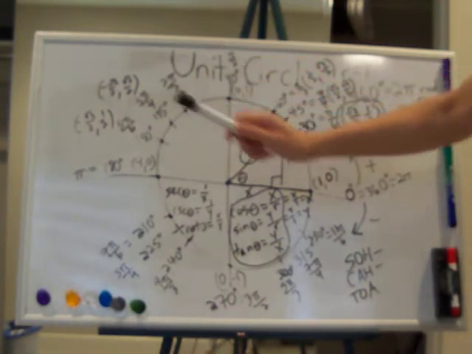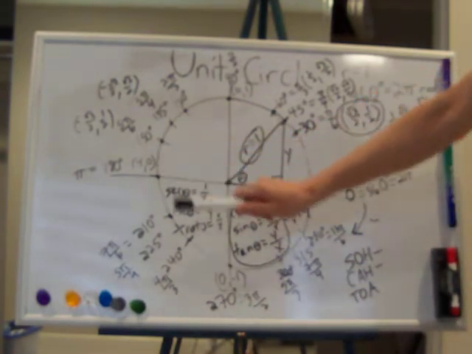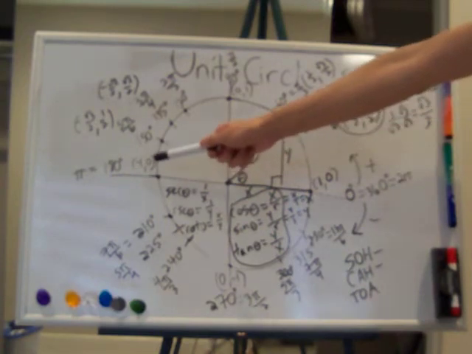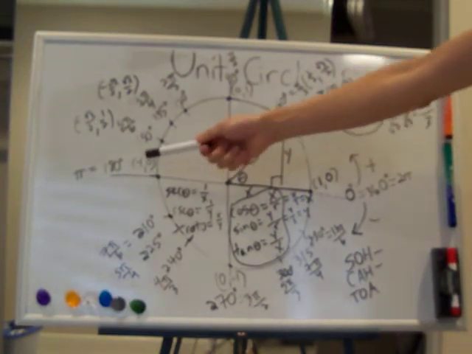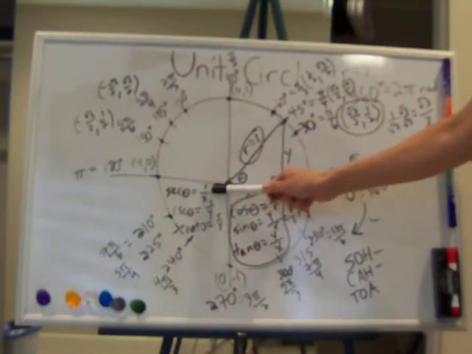Okay, let's try secant of pi, right? Can you tell me what that is? So cosine of pi is -1. What's the reciprocal of -1? It's still -1, right? So secant of pi is -1. But what if we do it using this rule, right?